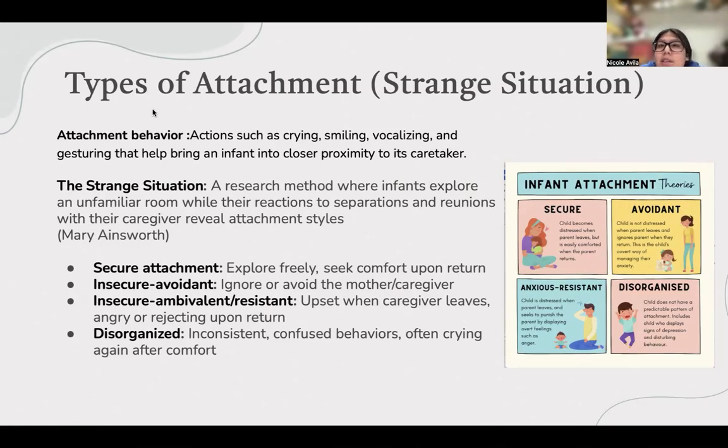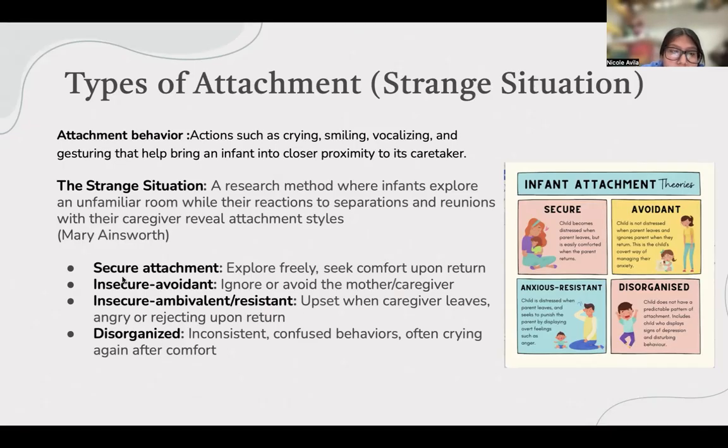So this kind of attachment is also known as the strange situation, which is a research method where infants explore an unfamiliar room while their reactions to separation and reunions with their caregivers reveal an attachment style, which was created by Mary Ainsworth. So I have a chart right here that is gonna give us a visual idea of the different types of attachments that there are.